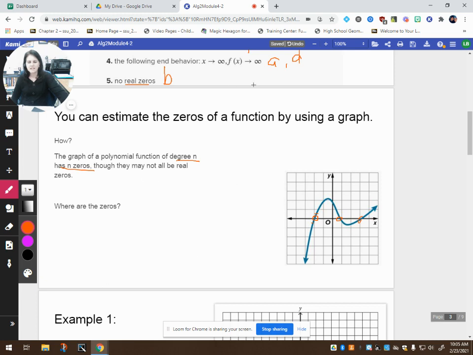We looked at this in class and we kept coming up with ones that didn't have real zeros. And it's important to notice that it says, let me read this again, the graph of a polynomial function of degree n has n zeros. That means if it's something like x cubed, it could have at most 3 real roots. It's not going to have more. It could have less, but it will not have more than 3 real roots. 3 real places where it crosses the x-axis.